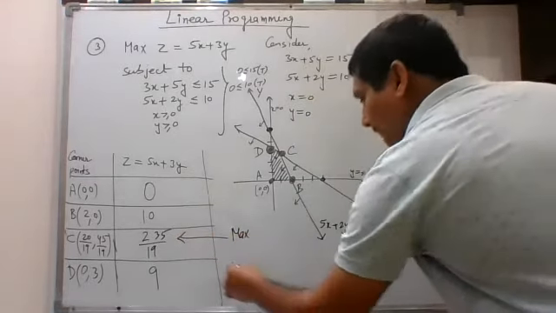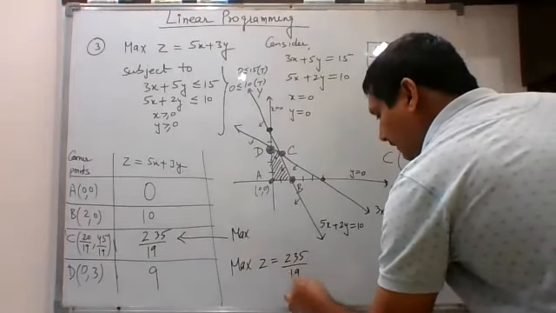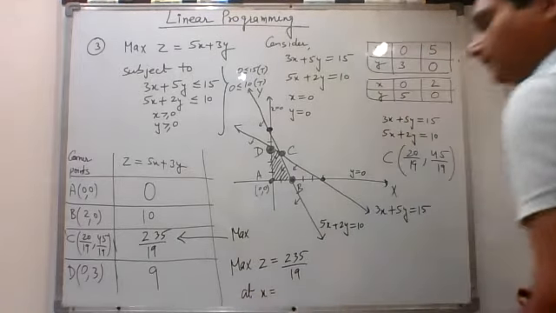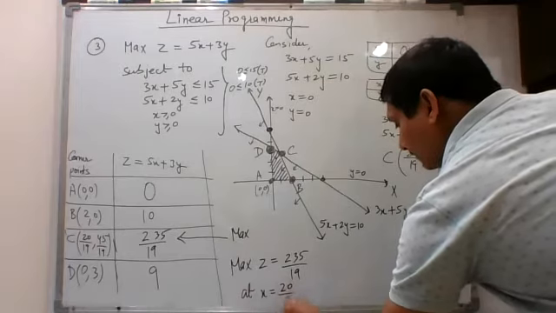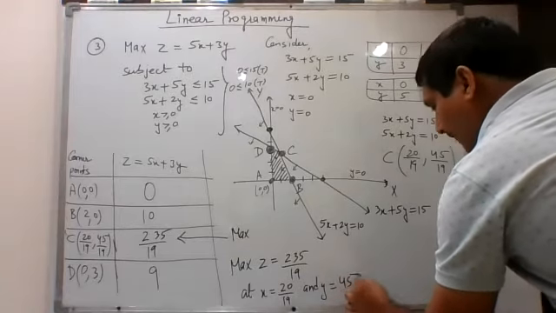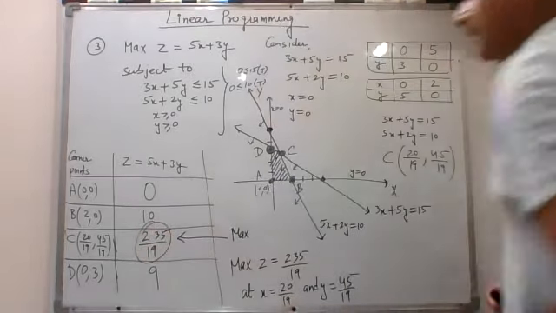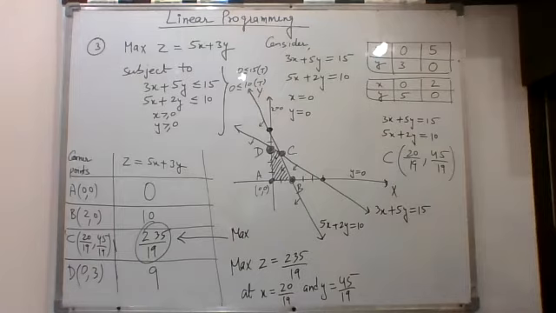So your answer will be max z is equal to 235 upon 19 at x is equal to 20 by 19 and y is equal to 45 by 19. So this is how you will interpret your answer. Out of these 4 values, you have to see which one is maximum. So you will say max z is equal to 235 upon 19 at x is equal to this much and y is equal to this much. This is our final solution for this particular question.